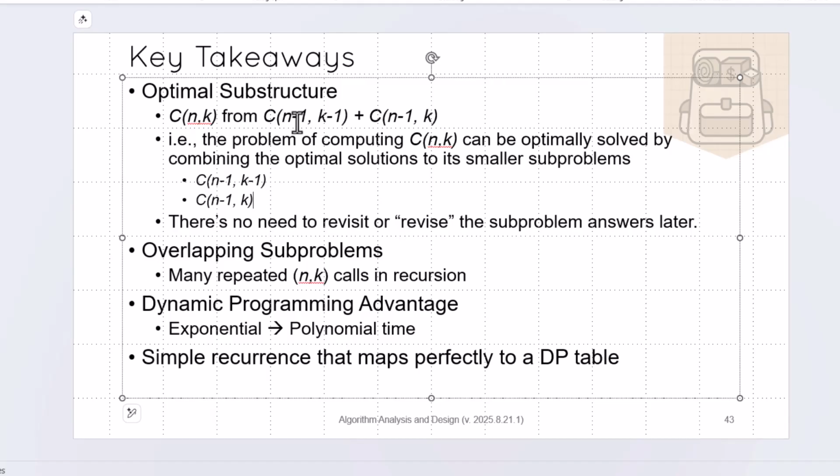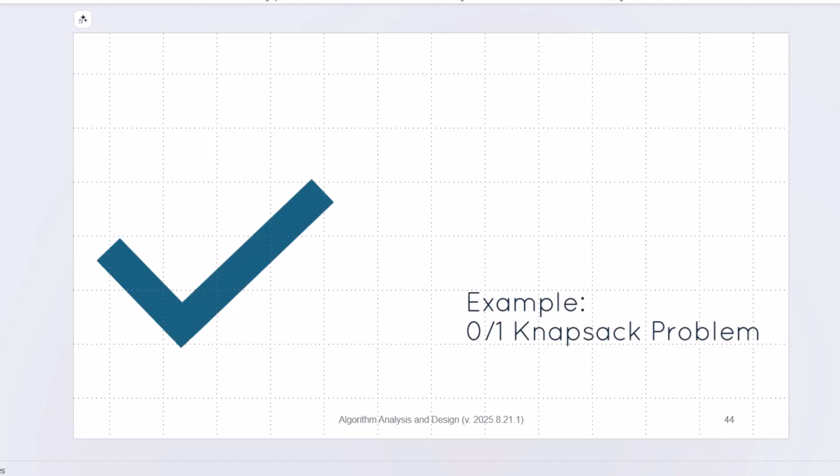Overlapping subproblems exist in the binomial coefficient, because there are many repeated n comma k calls in the recursion. And the dynamic programming advantage would be we can take the exponential down to a polynomial. It's a simple recurrence that maps perfectly to a dynamic programming table.